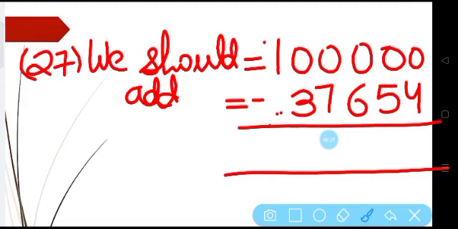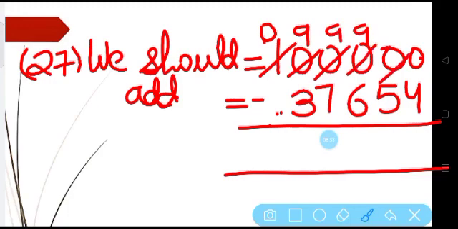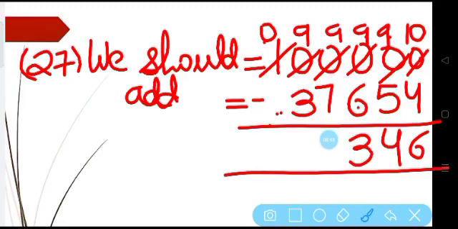So again start doing subtraction. Here it is 0, here it is 4, so we will borrow from this 1. This will become 0, this will become 9, 9, 9, 9, and here 10. 10 minus 4 will be equal to 6. 9 minus 5 will be equal to 4. 9 minus 6 will be equal to 3. 9 minus 7 will be equal to 2. 9 minus 3 will be equal to 6. And 0 minus nothing will be equal to 0.